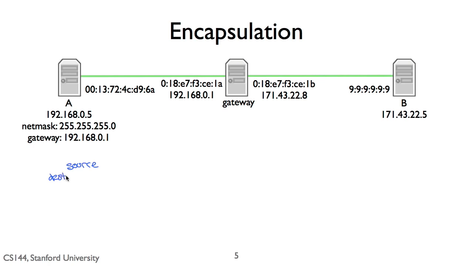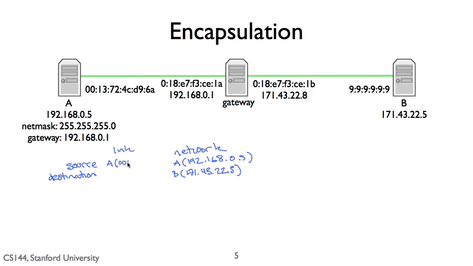So what does this mean in practice? Let's say node A on the left wants to send a packet to node B on the right. It's going to generate an IP packet with source address 192.168.0.5 and destination address 171.43.22.5. Node A checks whether the destination address is in the same network. The net mask tells it that the destination address is in a different network. This means node A needs to send the packet through the gateway, or 192.168.0.1.